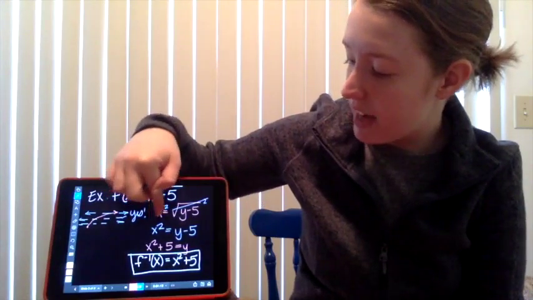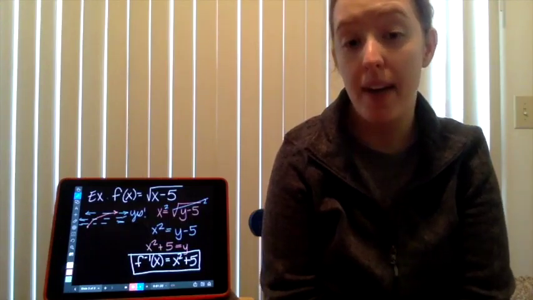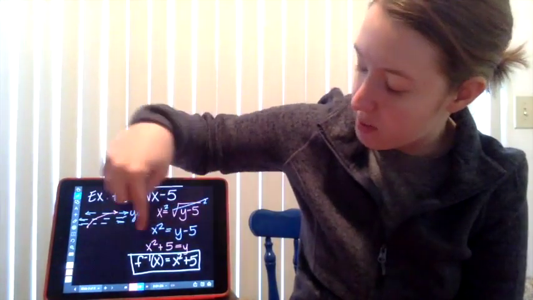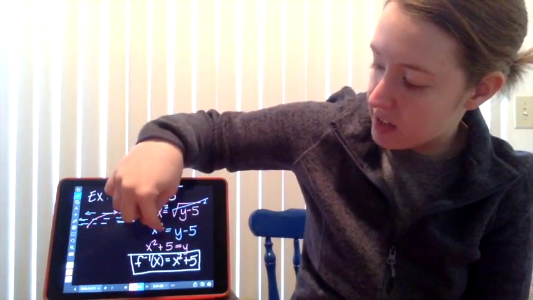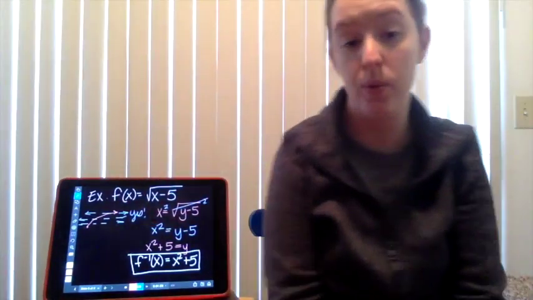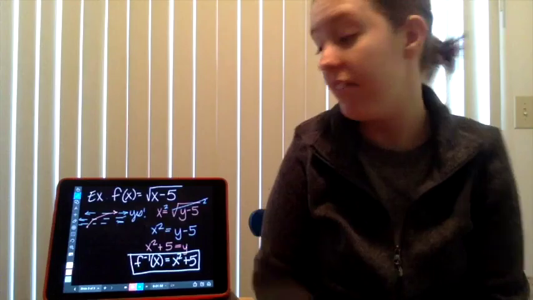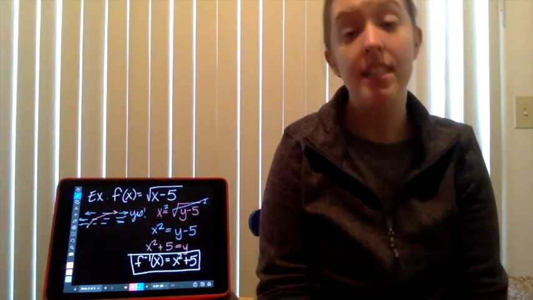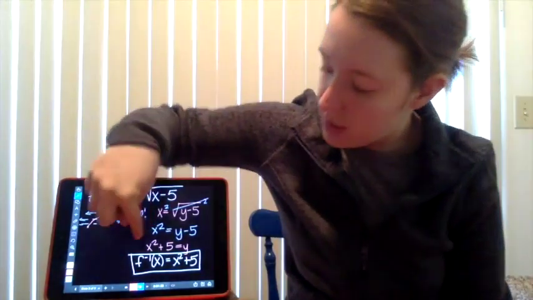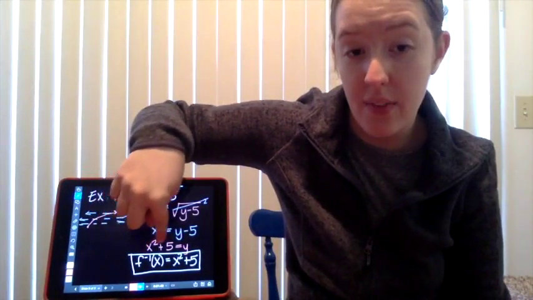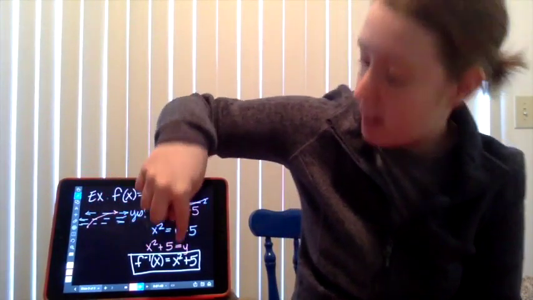So now I'm left with x squared equals y minus 5. Since we want to get y by itself, we need to add 5 on both sides. So then we have x squared plus 5 equals y. We got y by itself, our job is done. We know that the inverse function is going to be x squared plus 5. So we want to say that it's the inverse function.